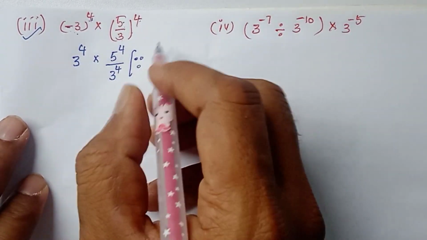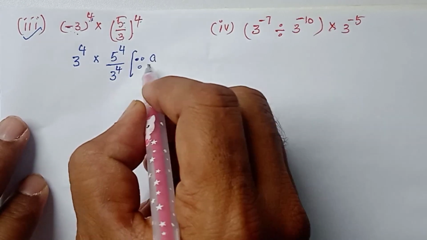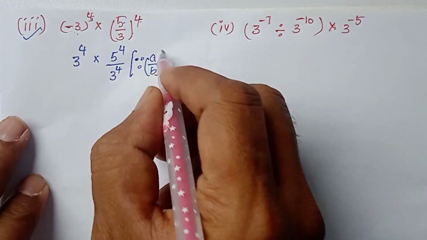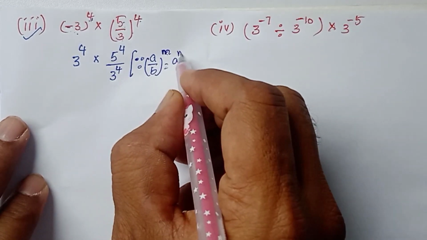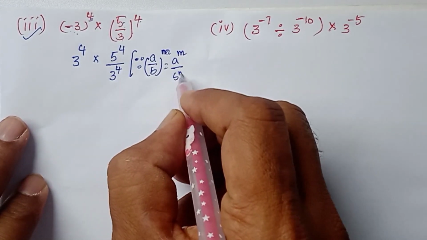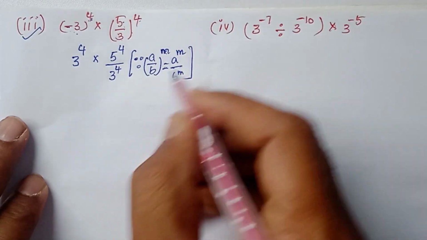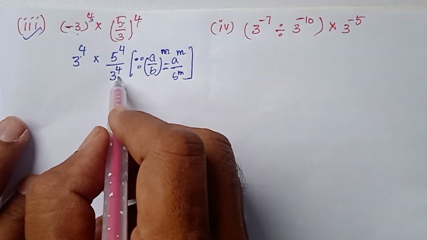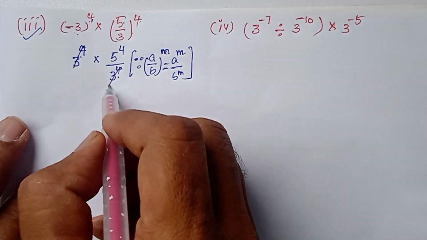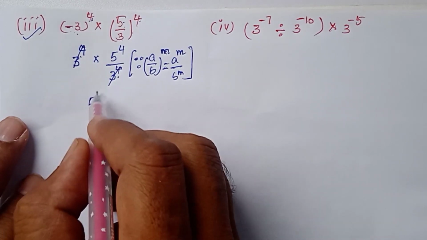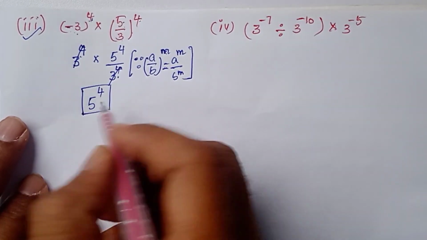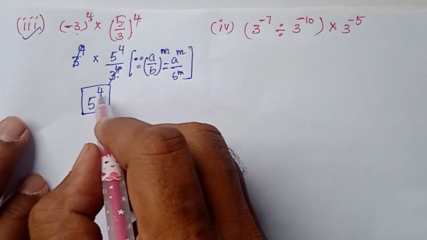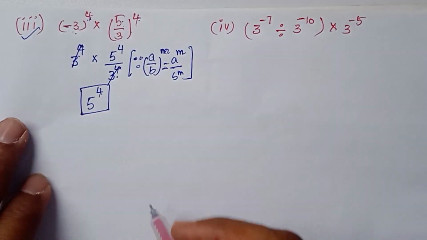because of the law a by b whole to the power of m is equals to a to the power of m by b to the power of m. See now, 3 to the power of 4, 3 to the power of 4 gets cancelled, then you get 5 to the power of 4. So, in simplification, at the same time, the power would be positive.